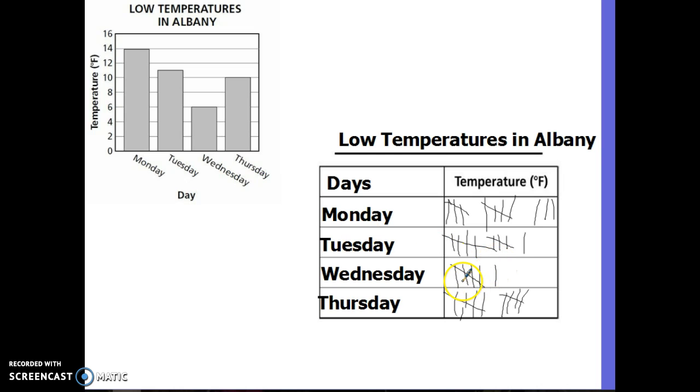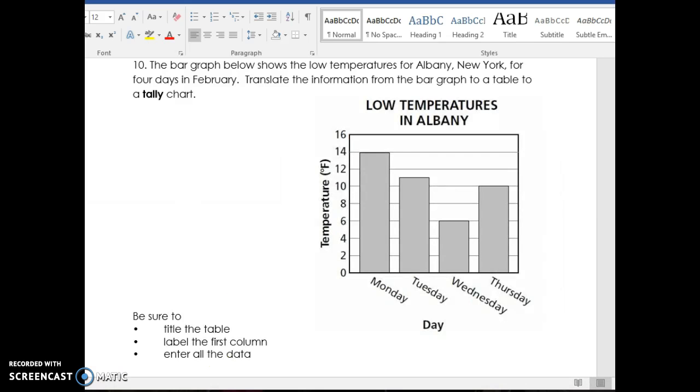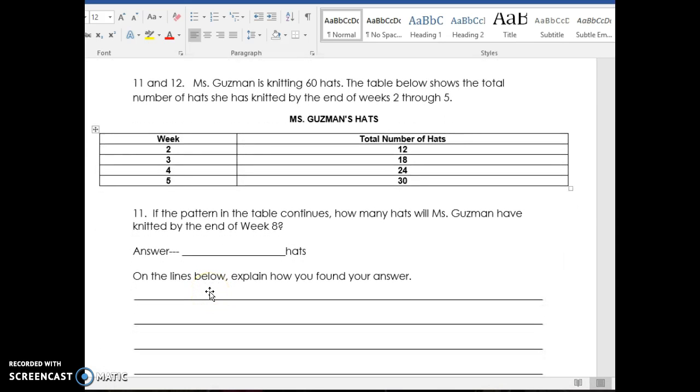So this is what your tally chart should look like. Wednesday had 6 degrees. Thursday, 10. And that is how you do number 10. Last 2 questions, 11 and 12.